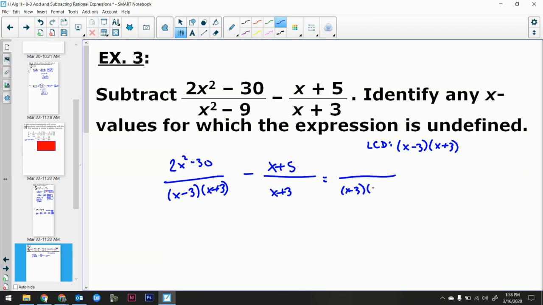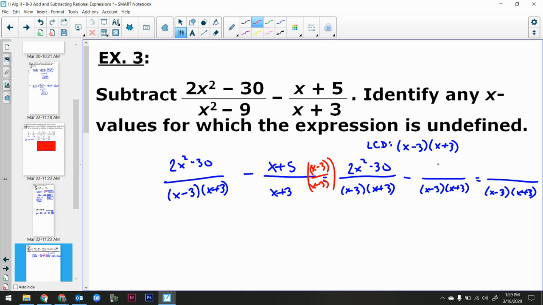All right, so we have something over x minus 3, x plus 3, minus something over x minus 3, x plus 3, equals something over x minus 3, x plus 3. All right, so what did this need? Well, nothing, so that stays, 2x squared minus 30. What did this need? Well, this needs the x minus 3, right? There we go.